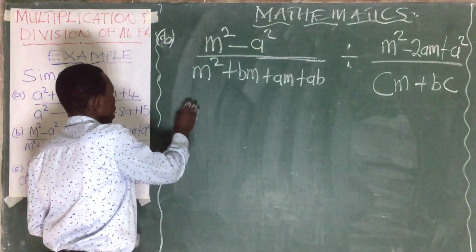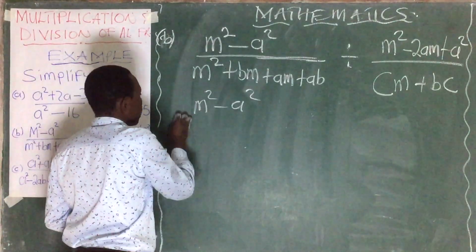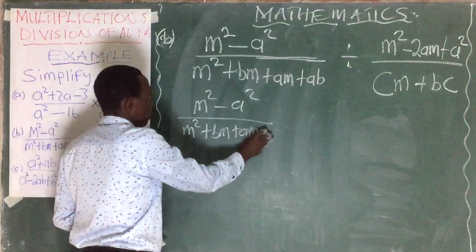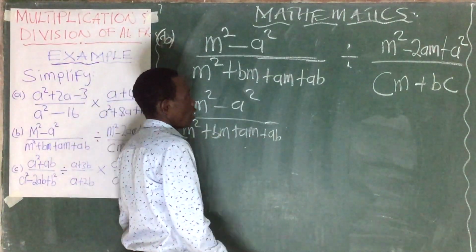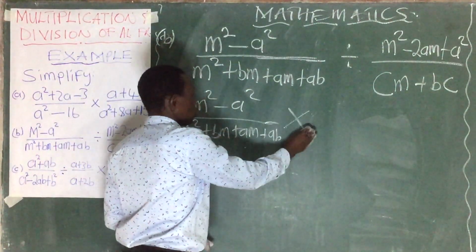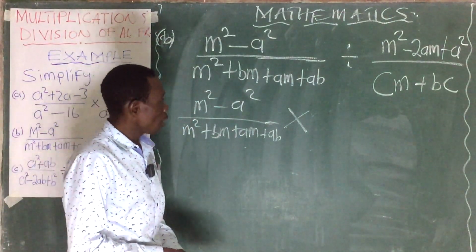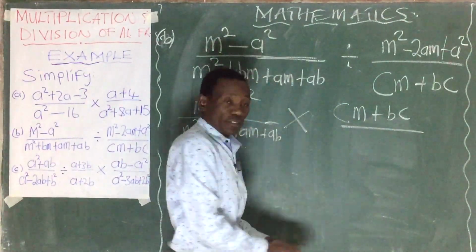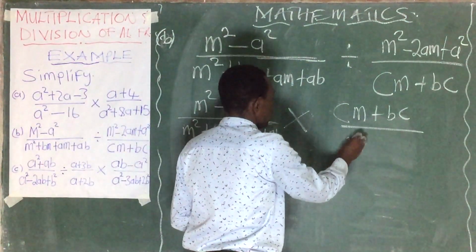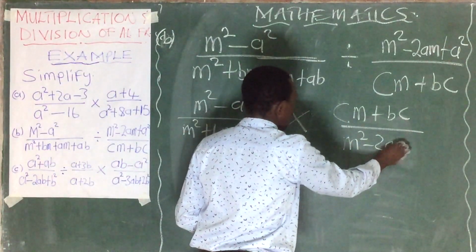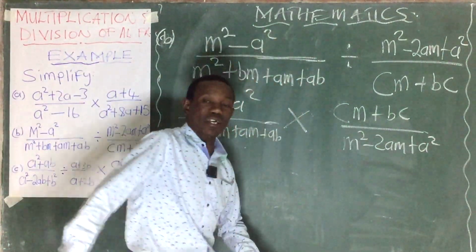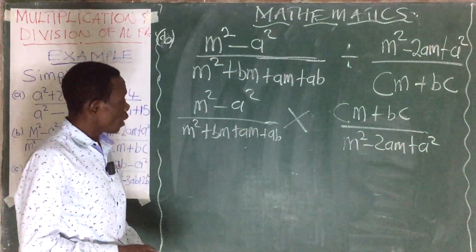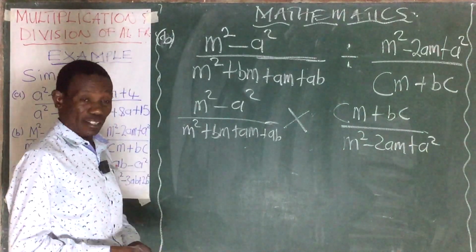So what I'll have here is m squared minus a squared over m squared plus bm plus am plus ab, and the sign always changes to multiplication. Now the cm plus bc comes as the numerator, and the m squared minus 2am plus a squared comes as the denominator. So it goes like that. It's about division. Now what next? Let us factorize where necessary.